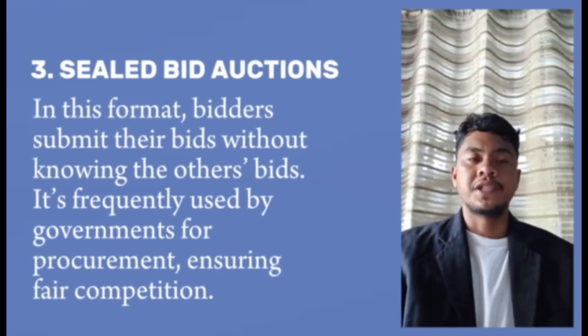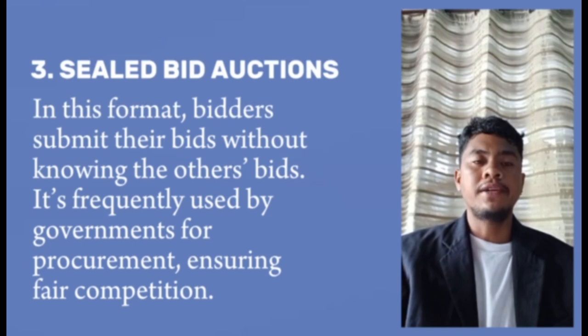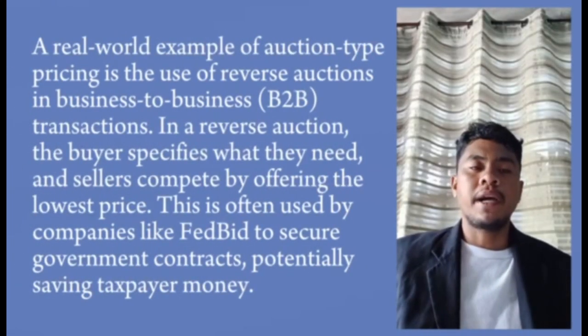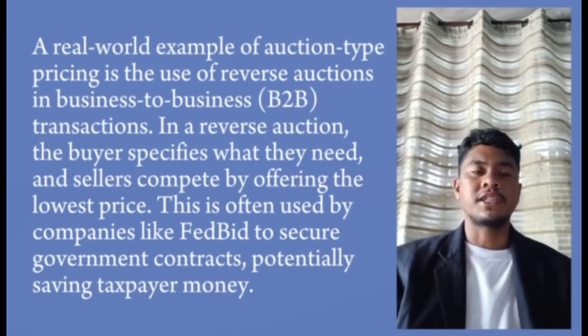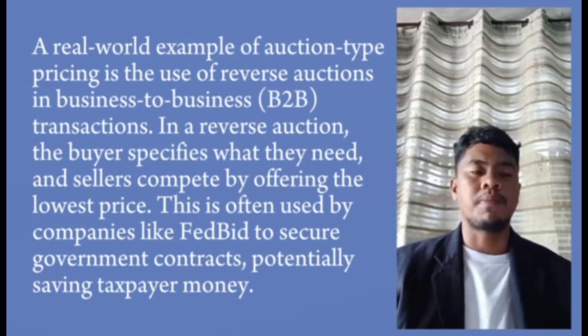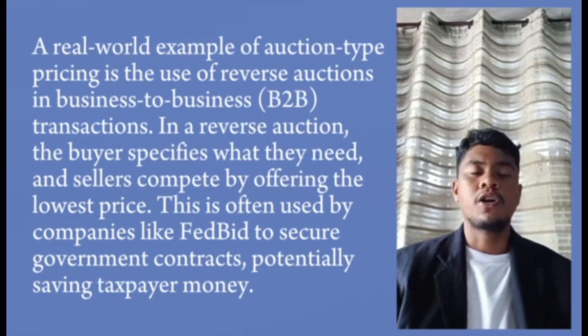Sealed bid auctions. In this format, bidders submit their bids without knowing the others' bids. It's frequently used by governments for procurement, ensuring fair competition. A real-world example of auction-type pricing is the use of reverse auctions in B2B, or business-to-business, transactions. In a reverse auction, the buyer specifies what they need and the sellers compete by offering the lowest price. This is often used by companies like FedBid to secure government contracts, potentially saving taxpayer money.